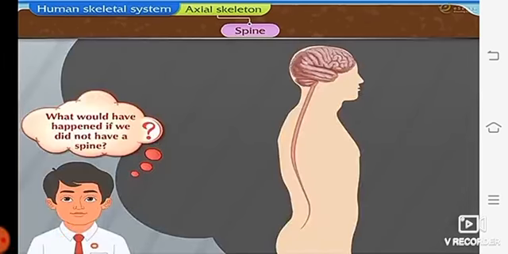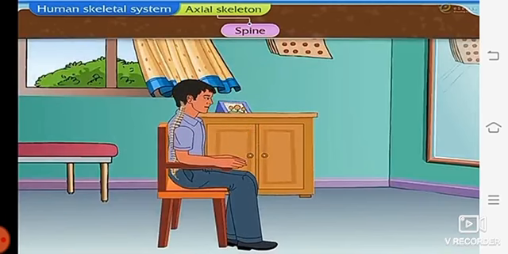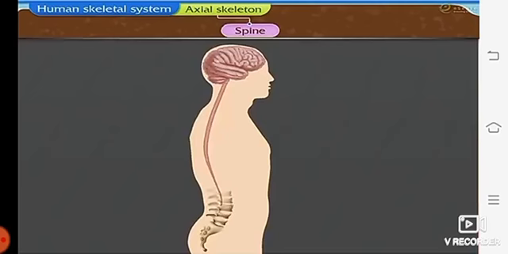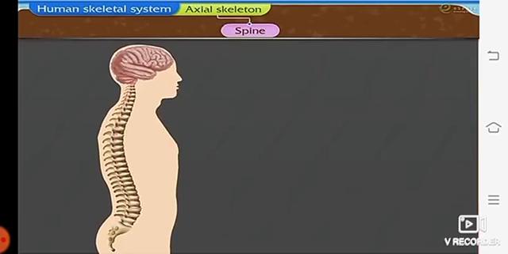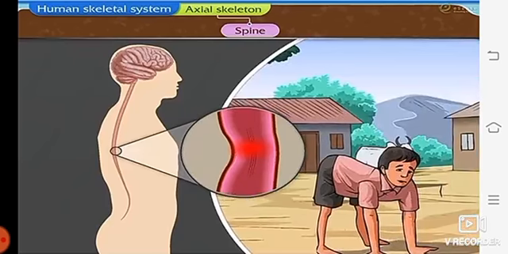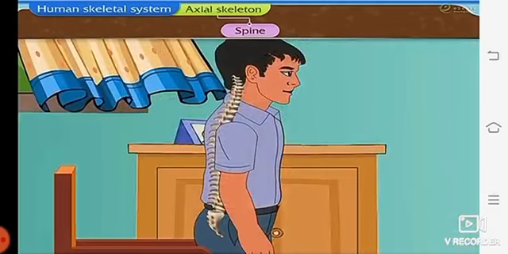So children, can you tell what would have happened if we did not have a spine? Yes, our spine helps us to sit in an erect position. In the absence of a spine, we would be unable to sit erect. The spine also protects the spinal cord. Therefore, without the spine, the spinal cord can get injured, which can damage it and disrupt its functioning. Thus, the spine is a very important structure of our body.